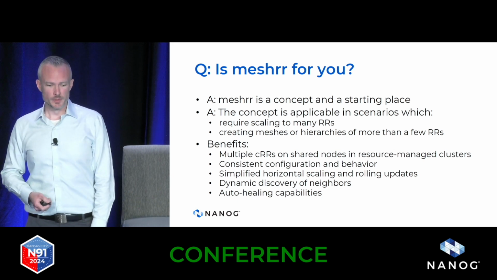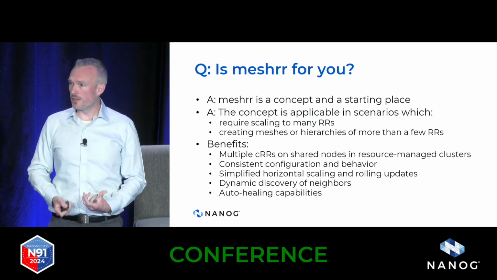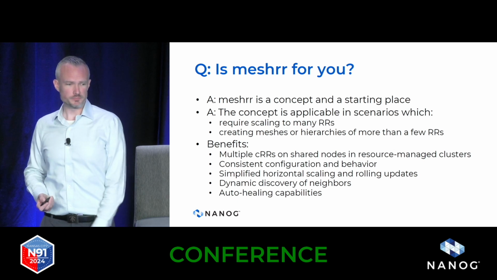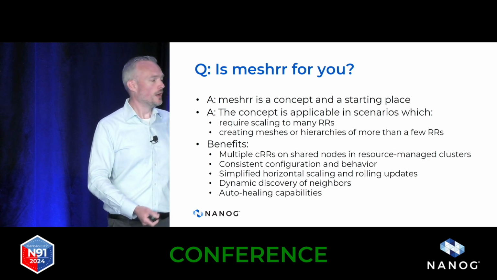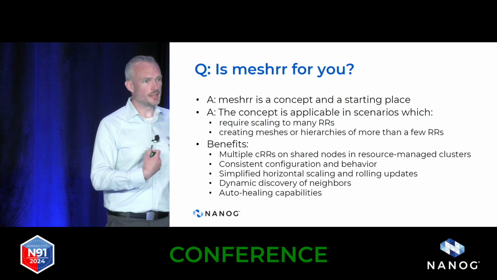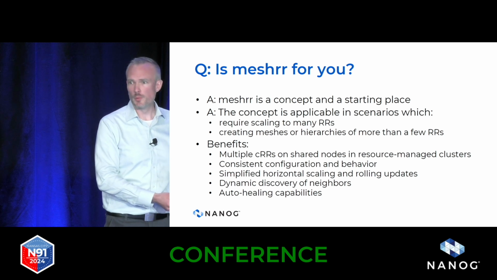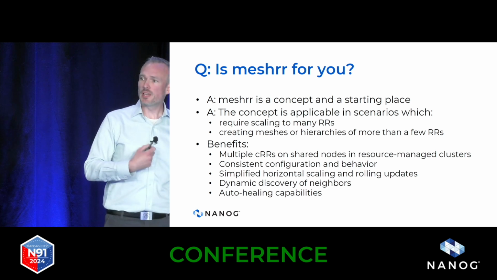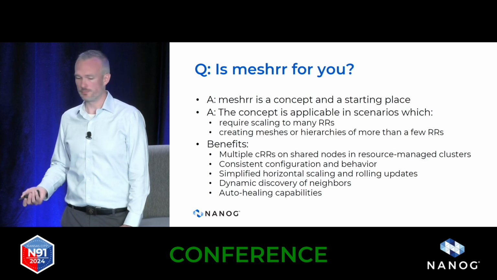It gives us dynamic discovery of neighbors, both inside a cluster and outside a cluster. And it gives us auto-healing capabilities. So I have, again, that capability of auto-healing based on a TCP port being open right now, but that can extend to any metric that we want that we can expose to Kubernetes.